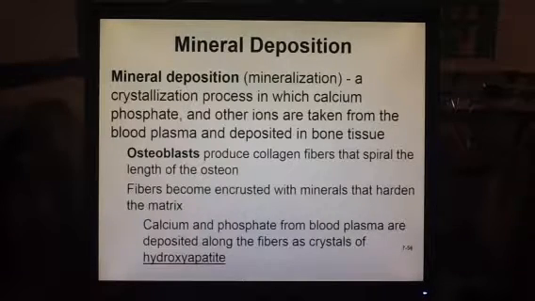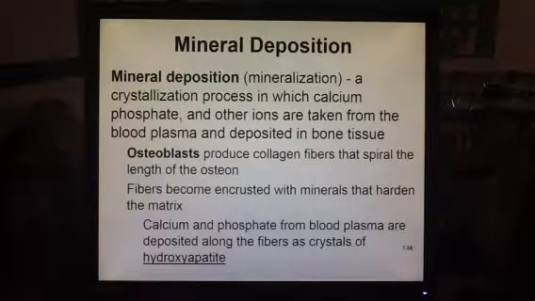The first is mineral deposition. We may call it mineralization, but we may just call it deposition, which is depositing the minerals. A lot of times we're going to use the term mineral, but mostly focus on calcium. This is a process where calcium phosphate is taken from the blood and deposited into the bone. So from the blood into the bone.